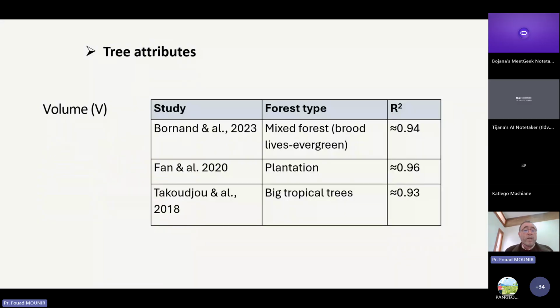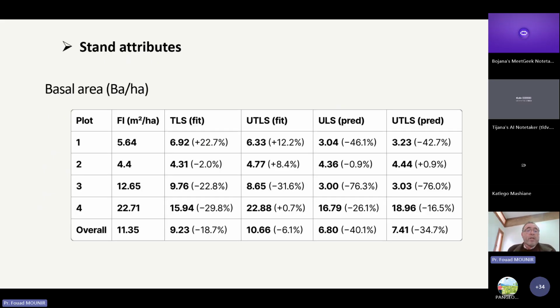Taking into account our result and comparing it with other authors, we found that our results are also comparable and sometimes better than the studies that have been done by Bornald or Fan and Olds on Takujo. We also try to estimate the basal area, and we found that this measurement using TLS and ULS data is very performant, and we can say that we can use it effectively in different kinds of stand, natural and artificial.